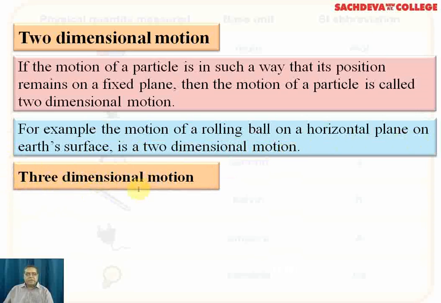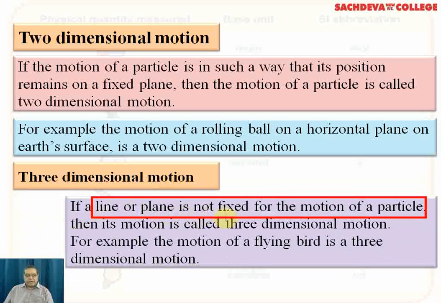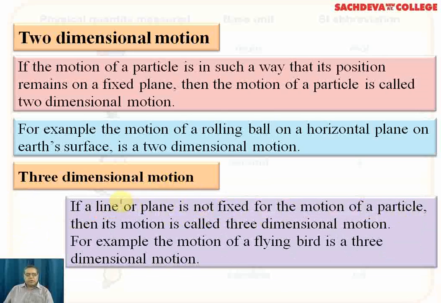Three-dimensional motion means a particle moving in space, that is, above the surface of Earth. In three-dimensional motion, an object in space has three coordinates, x, y, and z, and its representation can be on the x-axis, the y-axis, and the z-axis. If a line or plane is not fixed for the motion of a particle, then its motion is called three-dimensional motion. For example, the motion of flying birds is a three-dimensional motion.